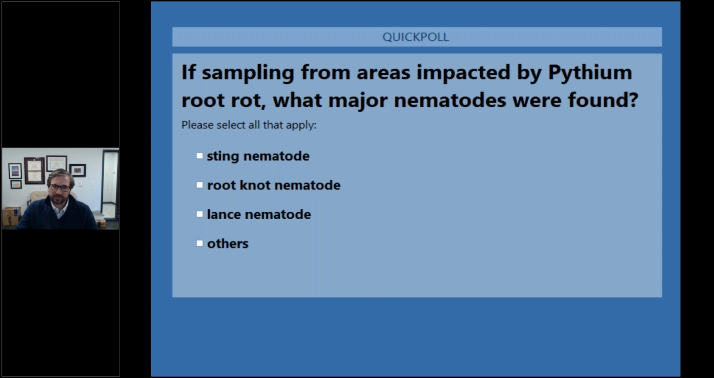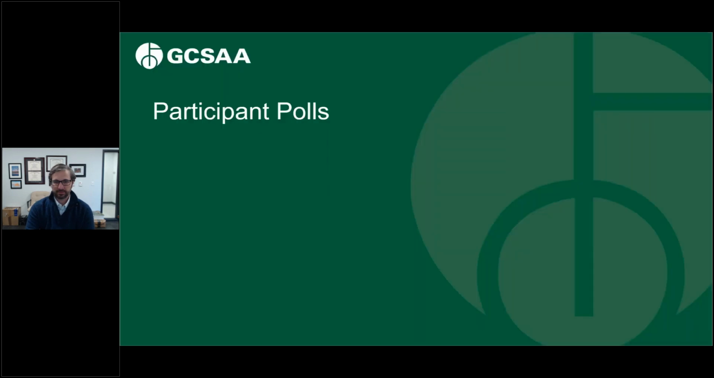You did so well before. This one's harder to guess, though, right? I'm going to say sting nematode. And closing the poll. The votes are still coming in. They're slowing though.